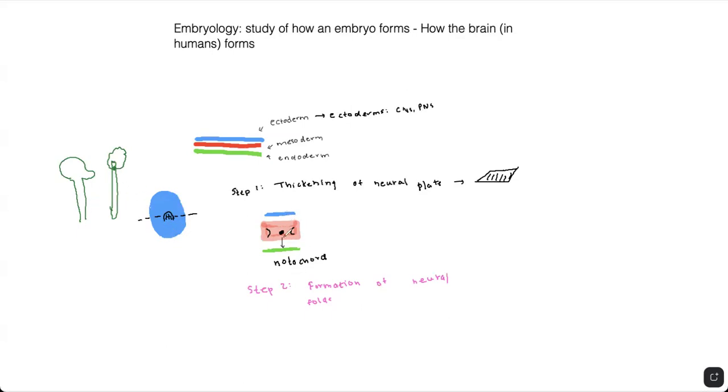So how do you go from a flat surface to a neural tube? Well, the notochord initiates the ectodermal cells bending. It causes a bending in the ectodermal layer, so it will create something that looks a little bit like this. I'm just going to color that blue part in.